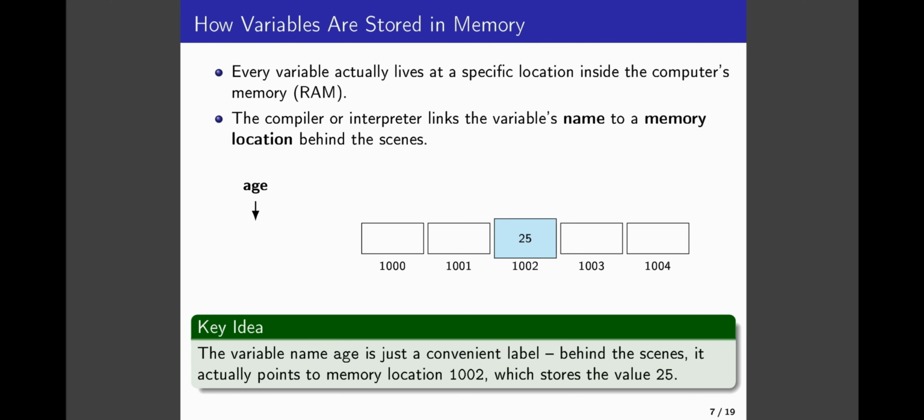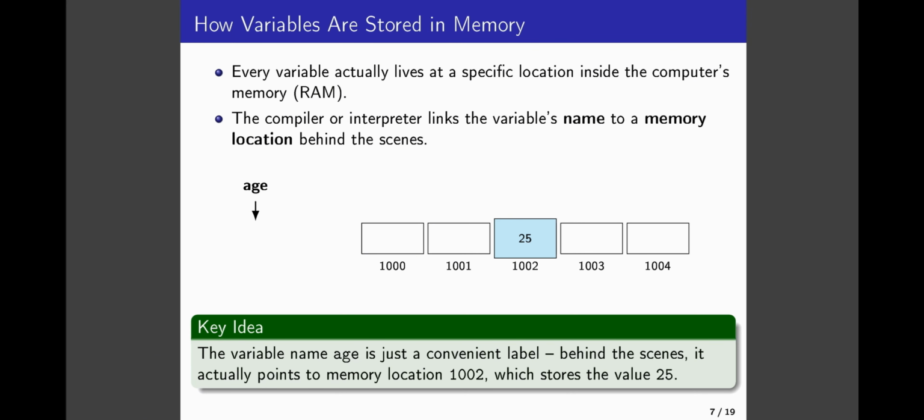Every variable actually lives at a specific location inside the computer's memory, or RAM. And behind the scenes, the compiler or interpreter links the variable's name to that memory location for us automatically. I hope you remember the compiler and interpreter. If you have no idea, just go back to our previous video and then come back.